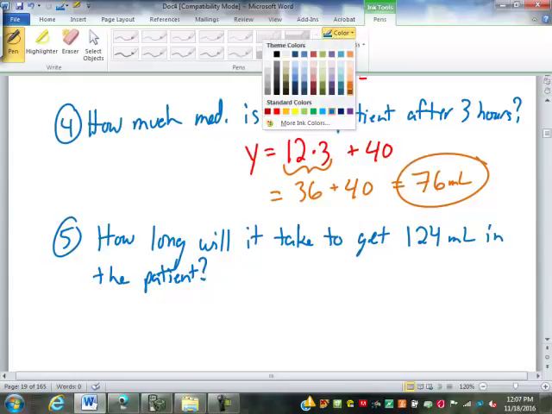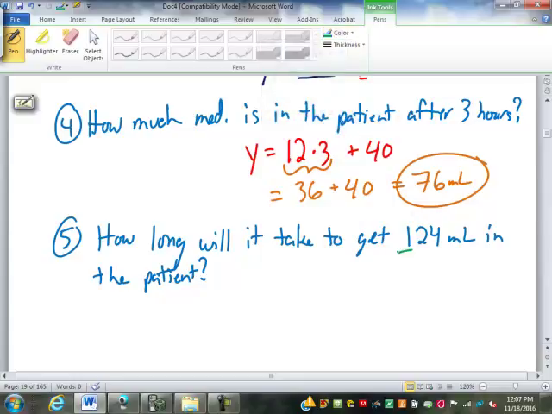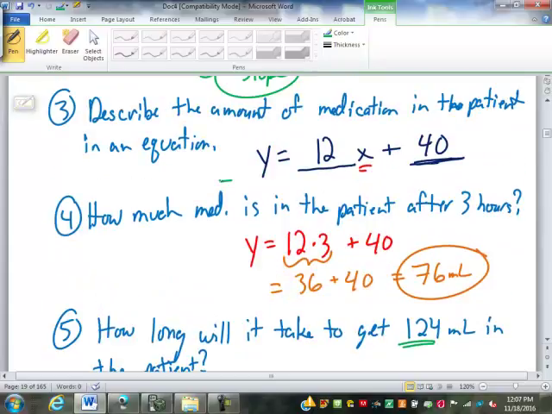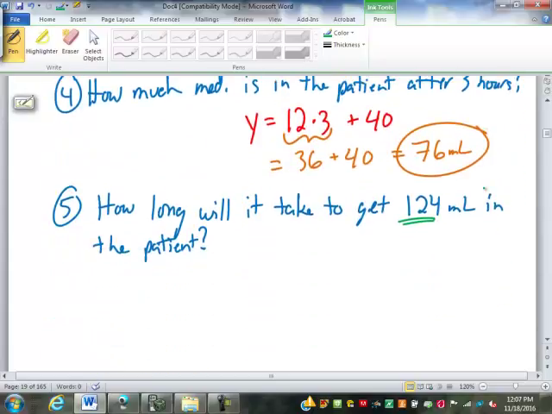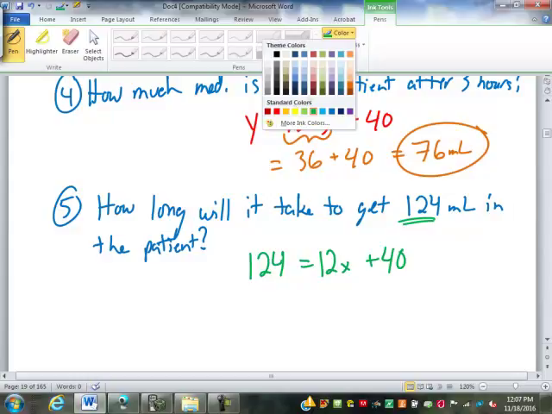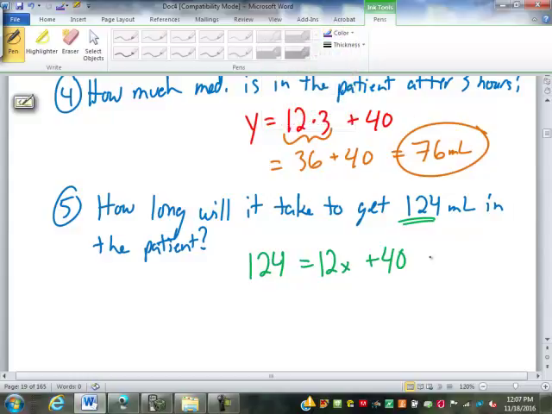Now the 124 is not X, it is Y. It's the amount of medication. So the 124 goes in for Y in this equation. So it's 124 equals 12X plus 40. Because X represents the time, so we have to solve for X.